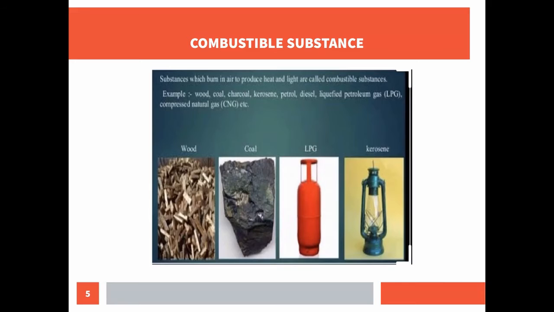Now the first point, that is combustible substance. This we have already discussed, that not all substances readily burn. So those substances which easily burn to produce a lot of heat and light are called combustible substances. And one such combustible substance has to be present for combustion to take place. For example, wood, coal, petroleum, etc.